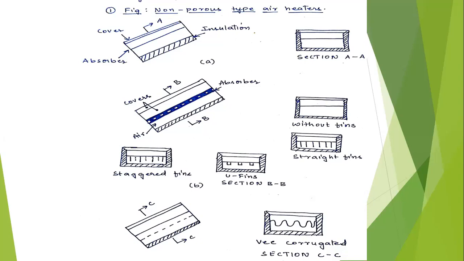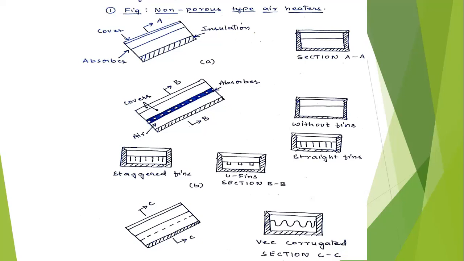Whereas porous absorbers include slit and expanded material, or expanded metal. They also include transpired honeycomb and overlapped glass plate absorbers. This is the difference between non-porous absorbers and porous absorbers. This is an overlapped glass plate absorber, and this material is used as a glass plate absorber.